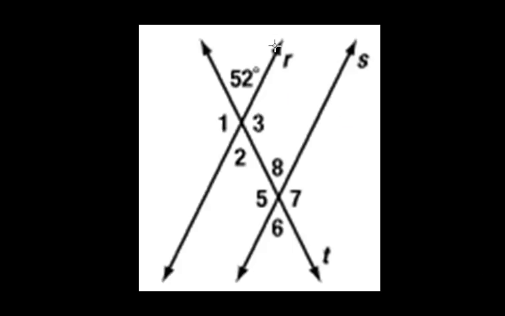We're looking at two parallel lines, R and S, which are being cut by the transversal T. You're given the measure of one angle. In this case, it's the measure of 52 degrees. Take your knowledge about congruent angles formed by transversals and find the measure of angle 1, which equals the measure of angle 3, and go ahead and find the measure of angle 6.